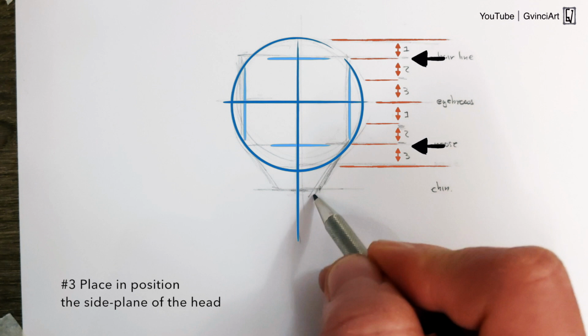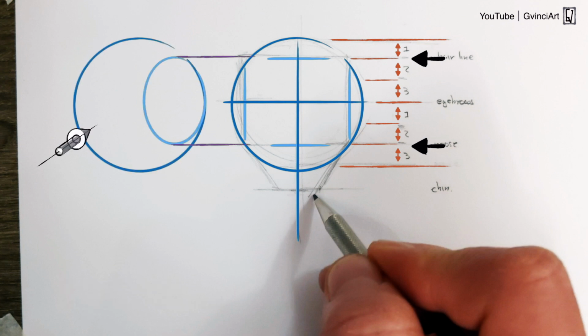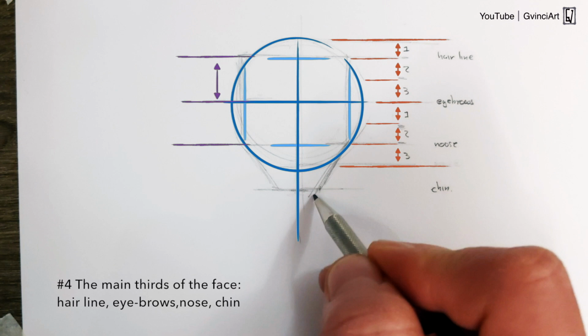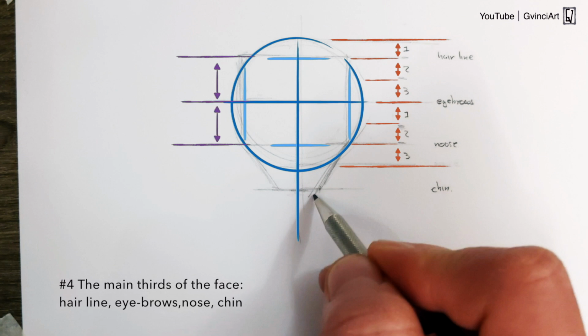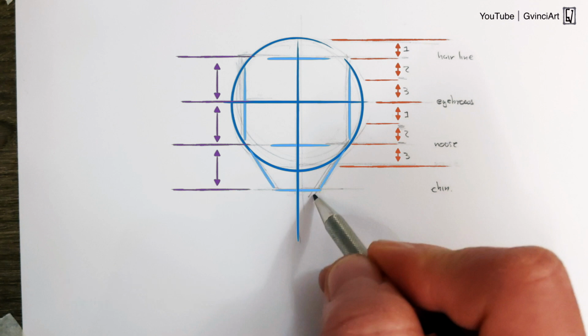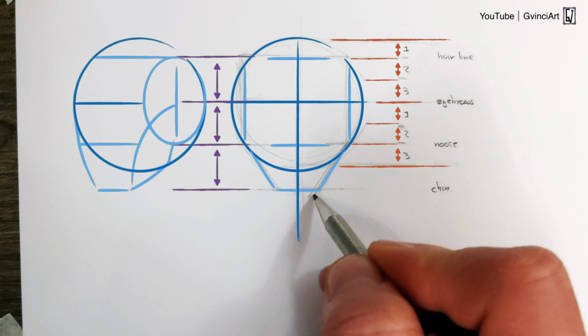In this case, this side plane looks like a line, but if the face were looking towards the side, you would not see it as a line, but as an oval. Now, you already have the two main thirds of the face: the first one from the hairline to the eyebrows and from the eyebrows to the nose. Extend it one more time and you get the distance to the chin. And here I show you the correspondence of each one of the lines towards the side view. This is a good reference, so go ahead and take a screenshot.